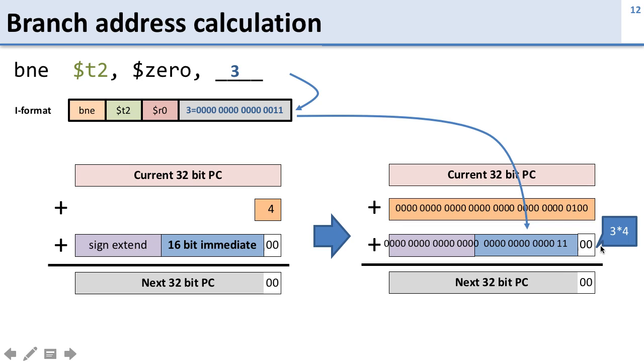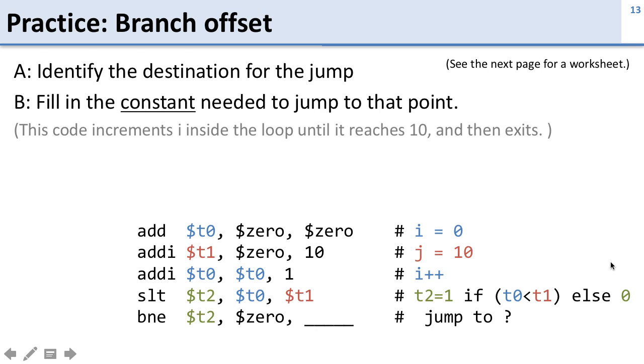So what you see here is that we've taken the value 3 and we've multiplied it by 4 when we shifted it over. So this is now the value 12. So this is binary 8 plus binary 4, so that's 12. And we're going to add into it binary 4. So we're going ahead 4 plus 12, or 16 bytes, which is going to be ahead 4 instructions.